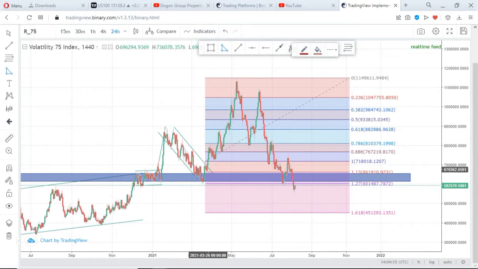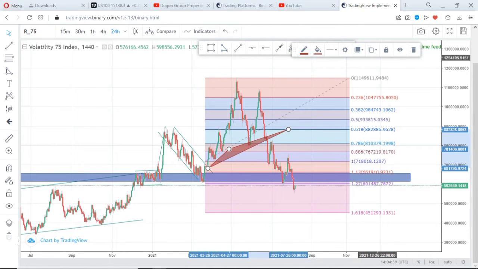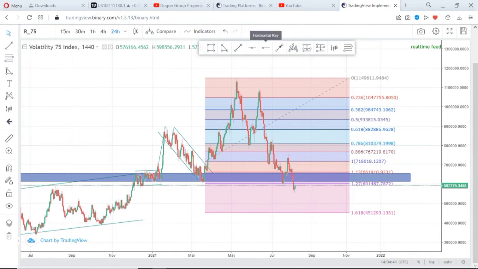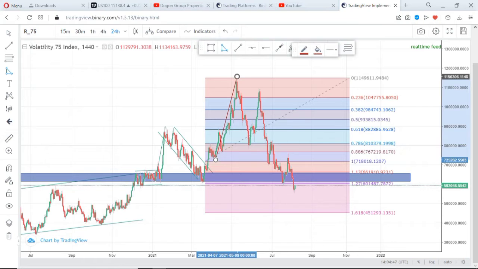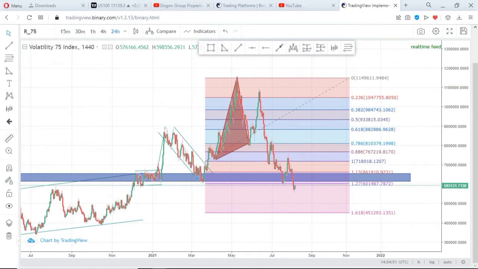Your harmonic pattern. From where? From point X. Sorry, I put it on the wrong point. We start from point X right there. Take it to point A, point B, which is your what? Your 786. Take another triangle.